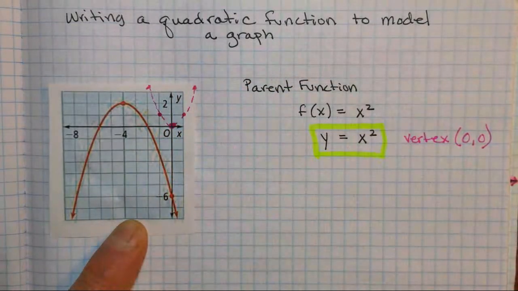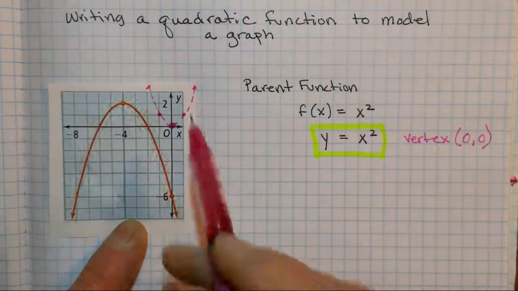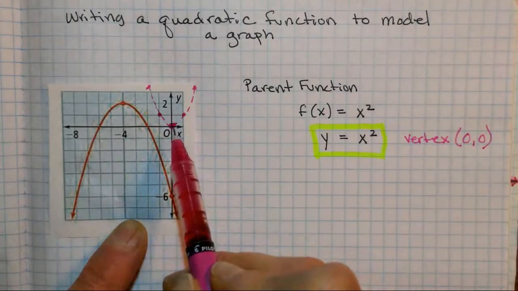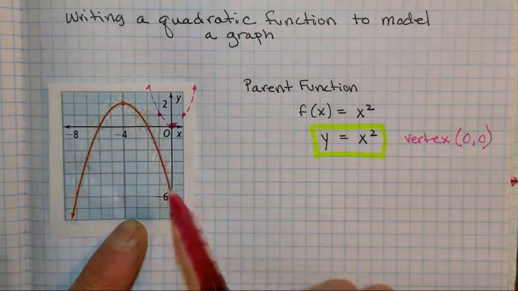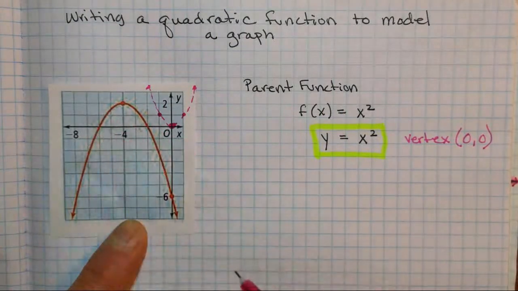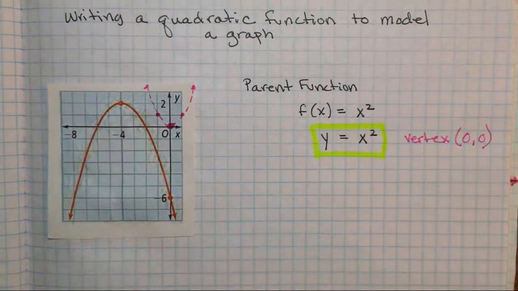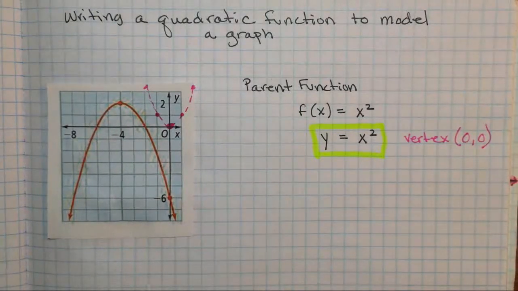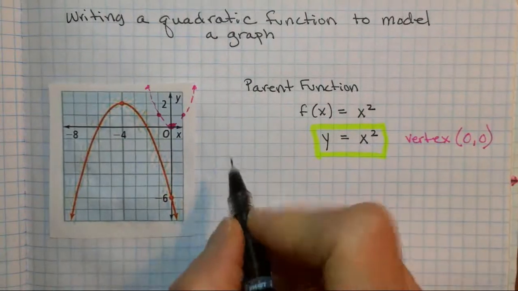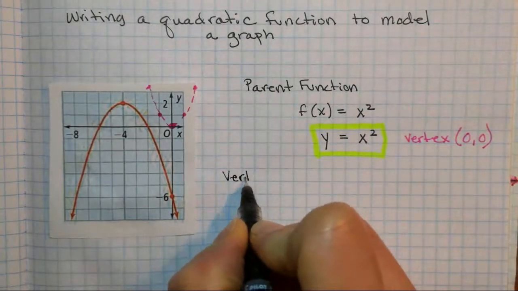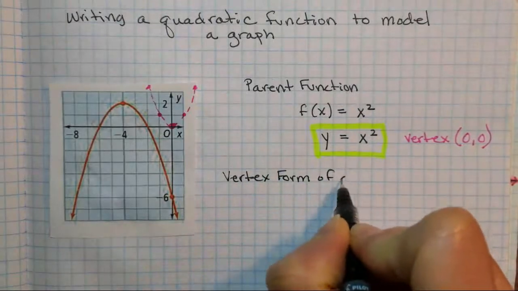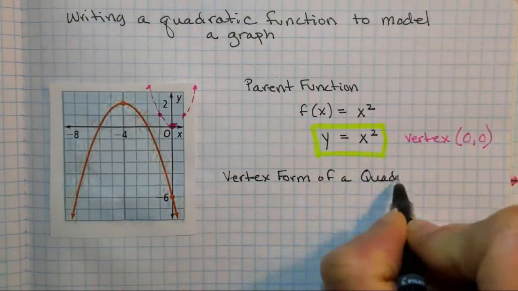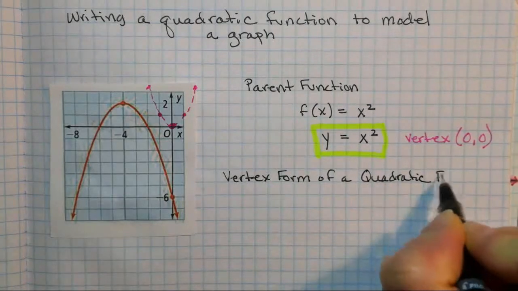Okay, so I can see that a couple things have happened to this function. First of all, my vertex has shifted left and has shifted up, and also my function has reflected over the x-axis. So the simplest way to do this is that we have a vertex, so I can write my equation in vertex form. So let's write right here, vertex form of a quadratic function.